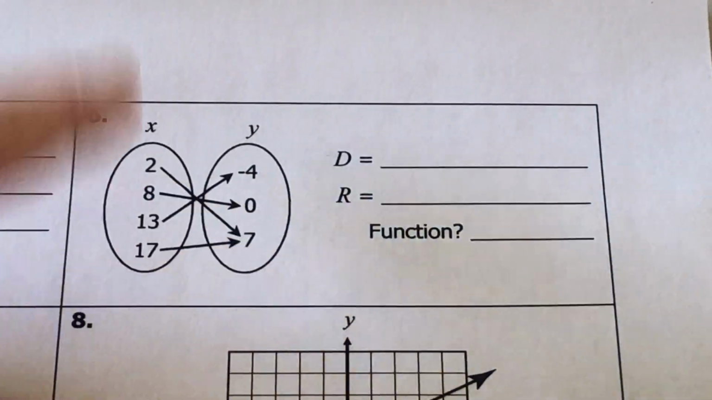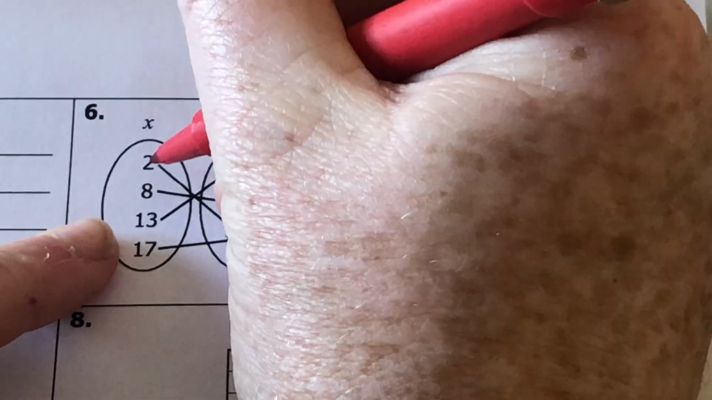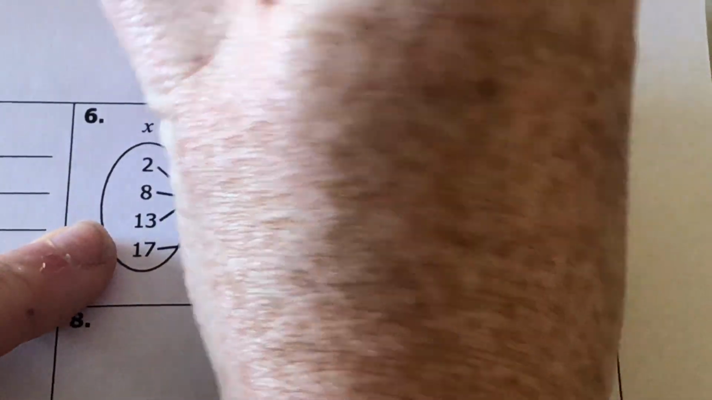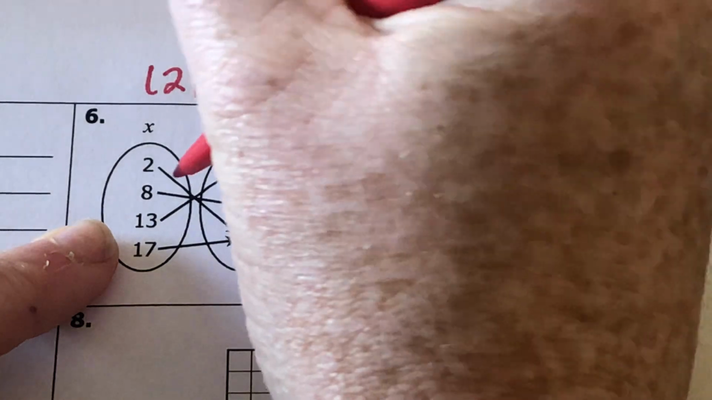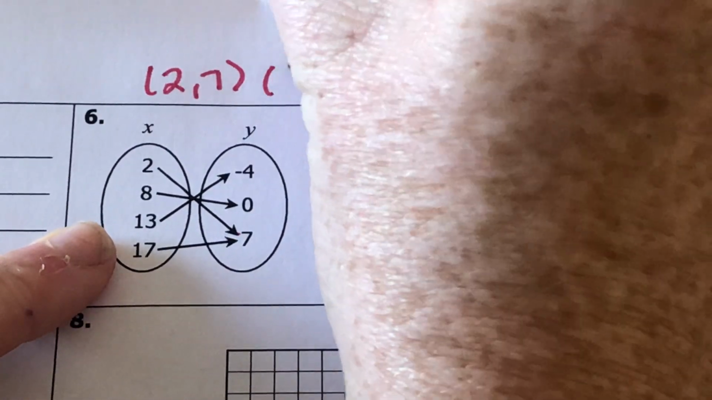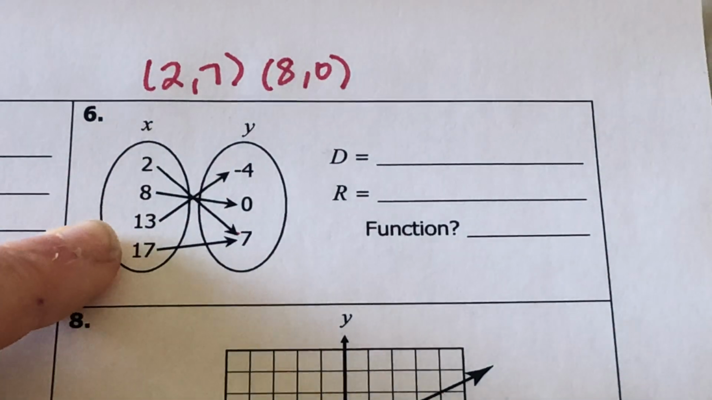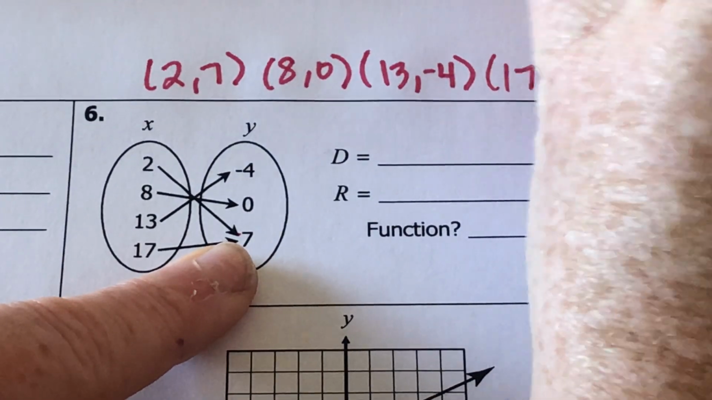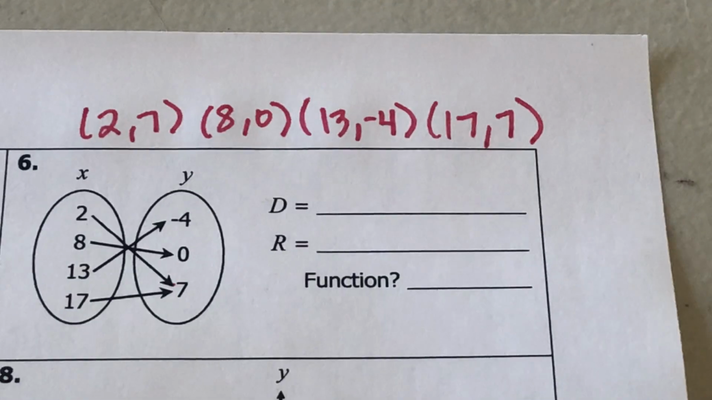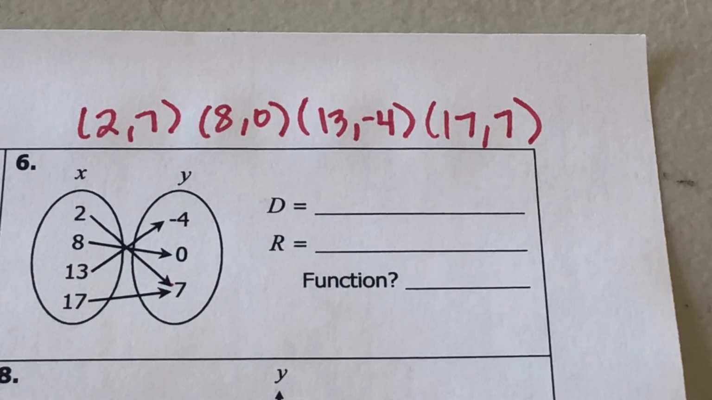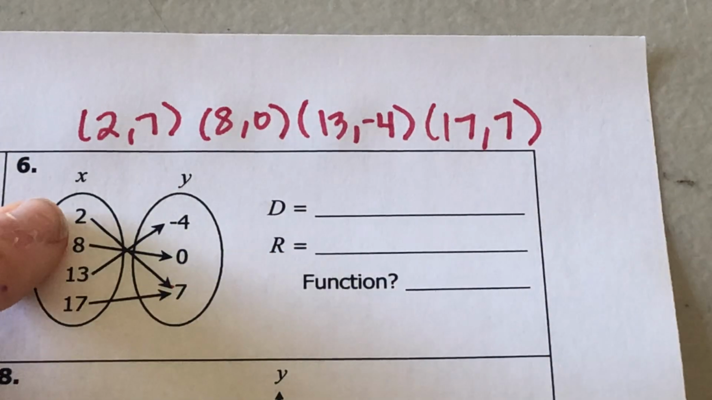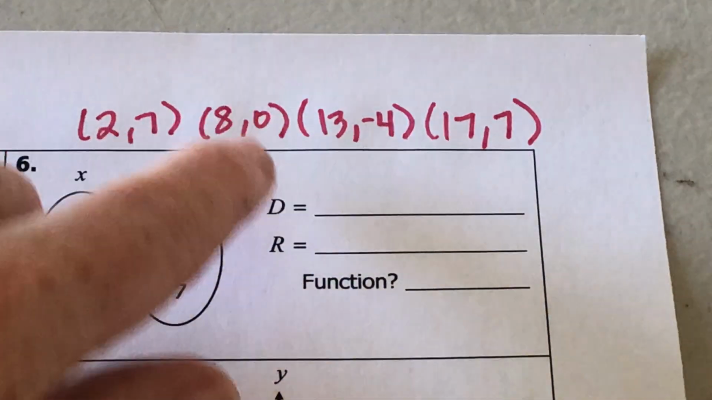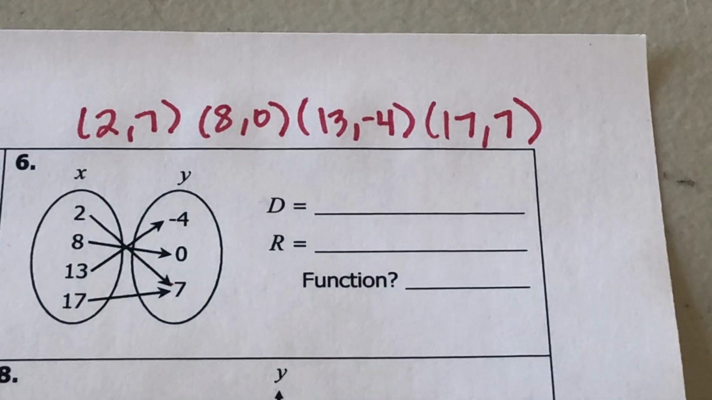So 6, like if I made a list of xy coordinates, this is mapping from 2 to 7, so that would make the point (2, 7), okay? Then 8 goes to 0, that would give me a coordinate point of (8, 0). 13 goes to -4, so I'd have (13, -4). And then my last, 17 to 7, those would be your xy points, okay? You absolutely do not have to write those out, but just so you know what a mapping means. It's taking one x to a y, and you can turn them into xy coordinates, okay?